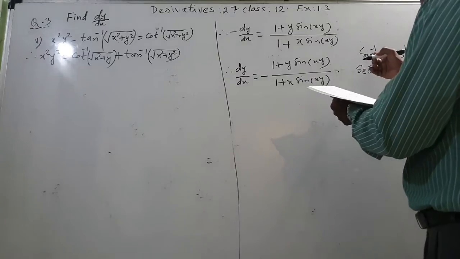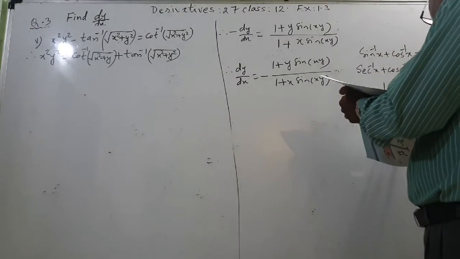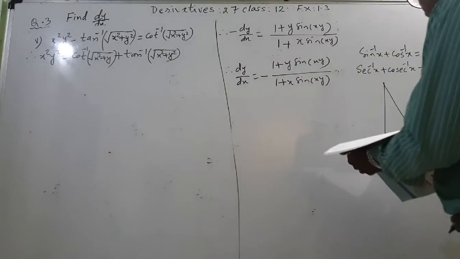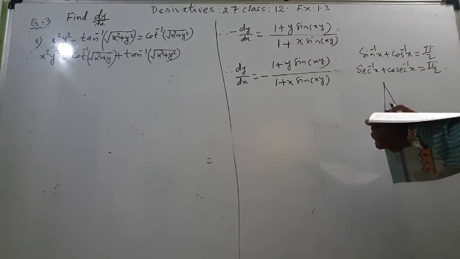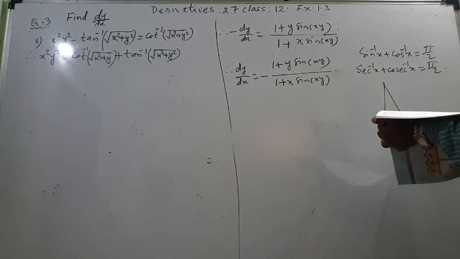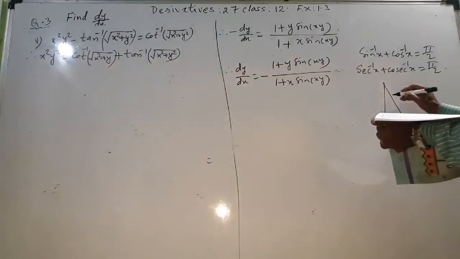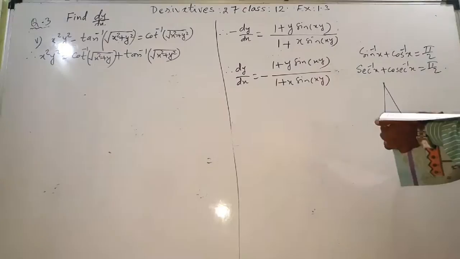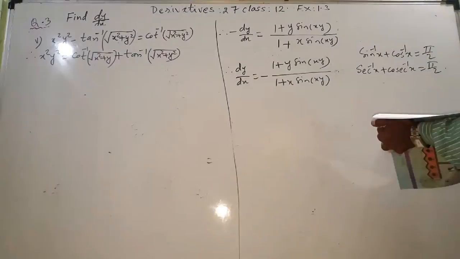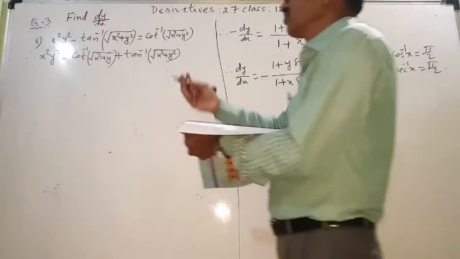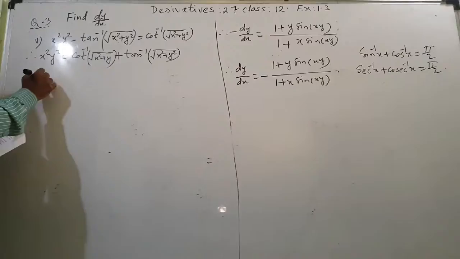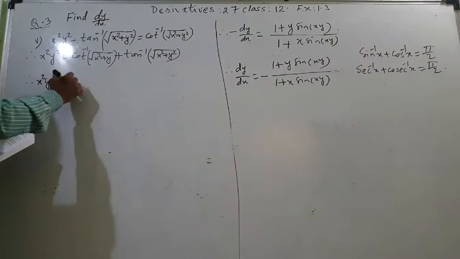Why is this? This is the right angle triangle. This is theta. Sin theta will be this upon this. Cos theta will be this upon this. And the addition of these two angles is always 90. So, that is sin inverse x plus cos inverse x will be pi by 2. Similarly, tan inverse plus cot inverse is equal to pi by 2. Therefore, x square y square is equal to pi by 2.